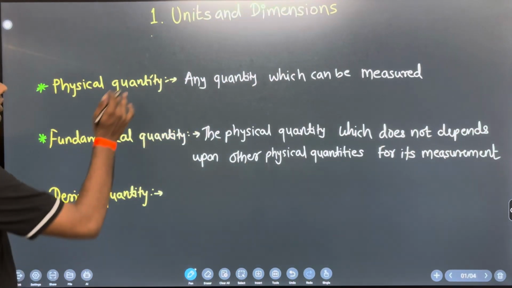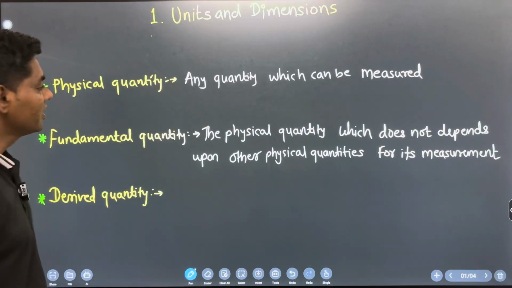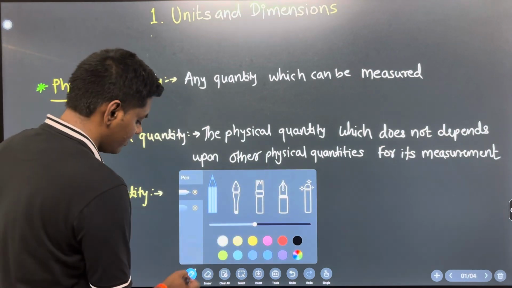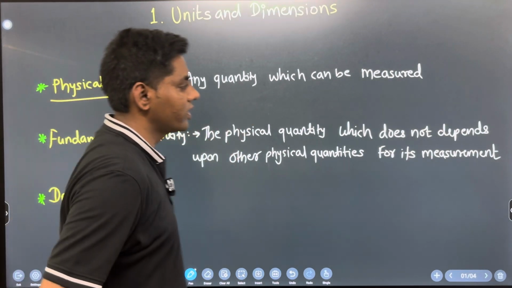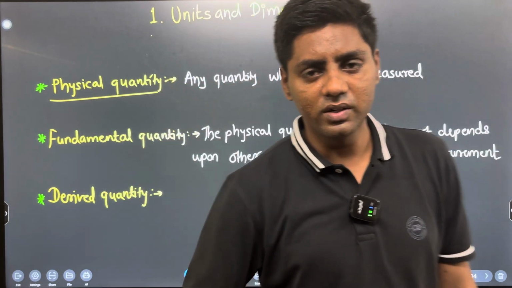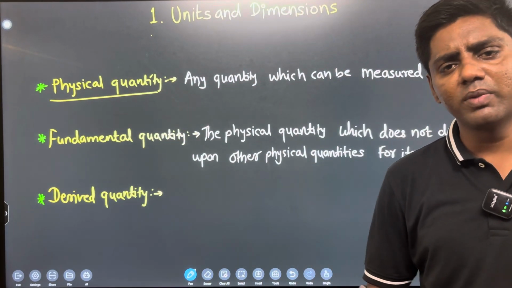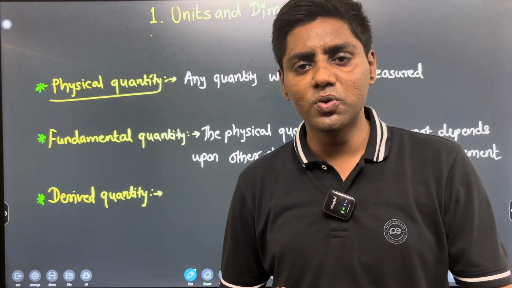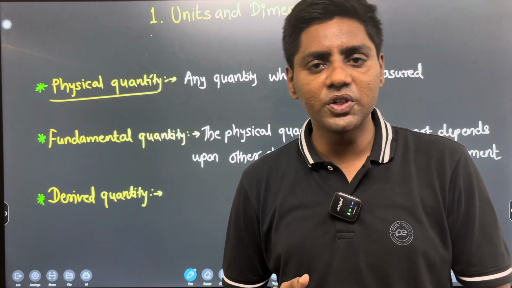So now today we have to study units and dimensions. So what is meant by physical quantities? Physical quantities are very easy to remember. Any quantity which can be measured is called a physical quantity. Remember the examples: length, mass, force, area, volume, pressure, stress.